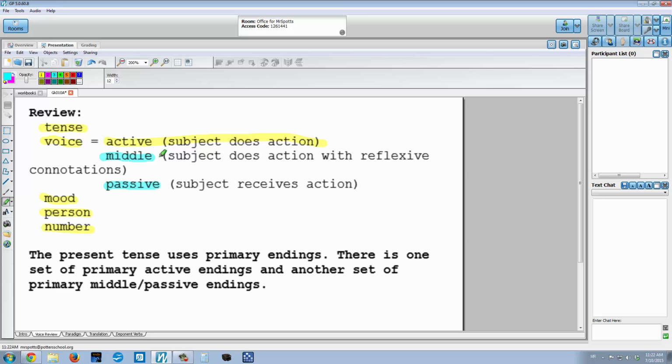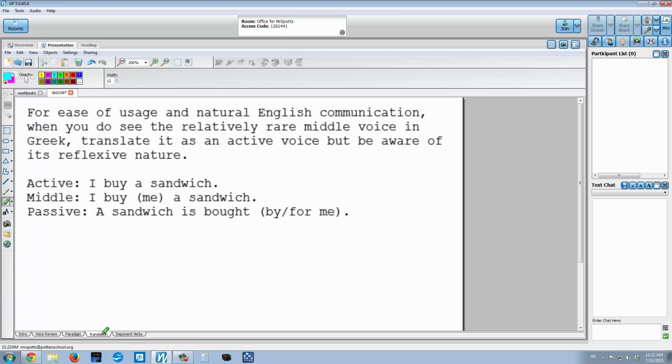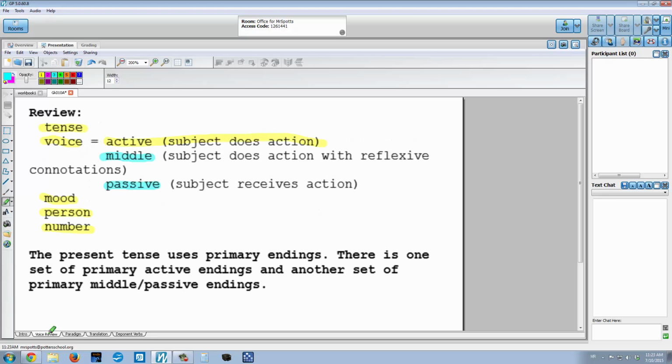A more common version that we might have here, we can jump to another screen. By the way, the middle voice is relatively rare in Greek. What we might want to do is translate it as an active voice, but be aware of its reflexive nature. So in the active, I buy a sandwich, and in the middle, I buy a sandwich for me. I buy me a sandwich, they say in the South, in the United States. In the passive, a sandwich is bought. You see, we had to change who the subject was. So there's active, middle, and passive.